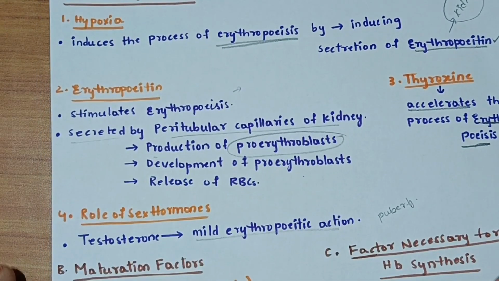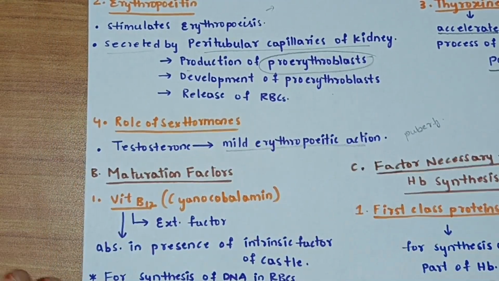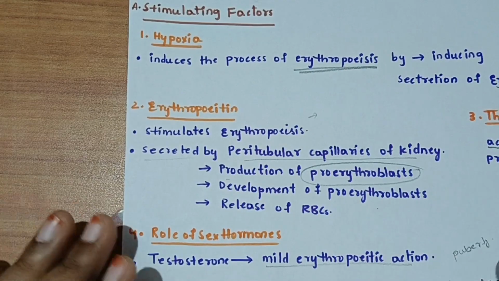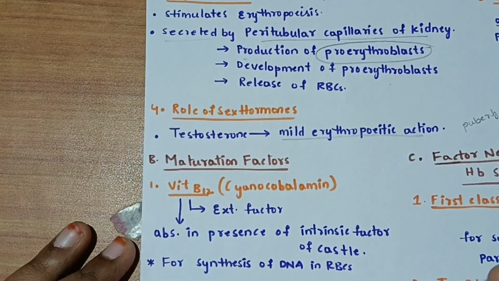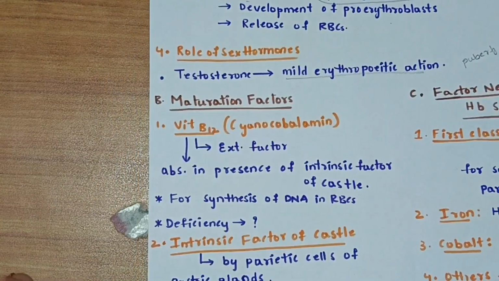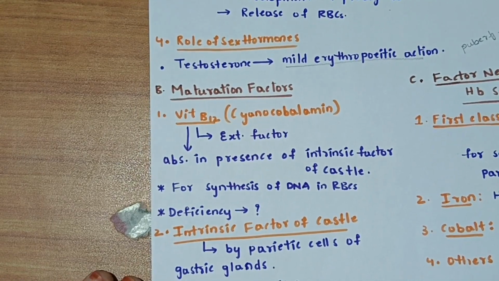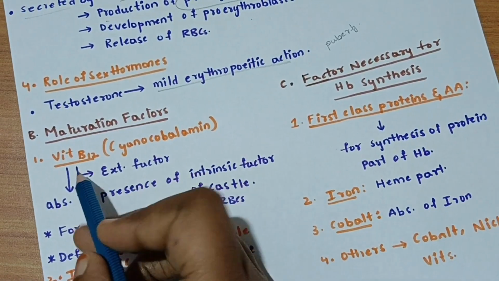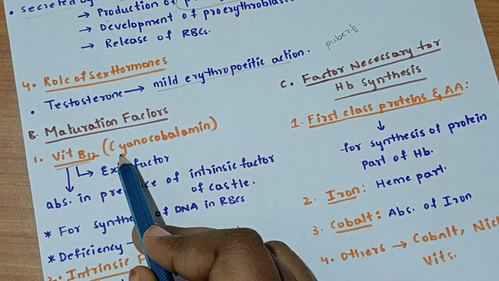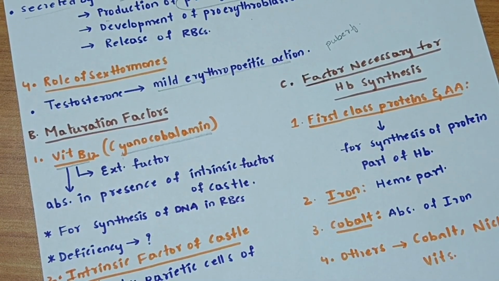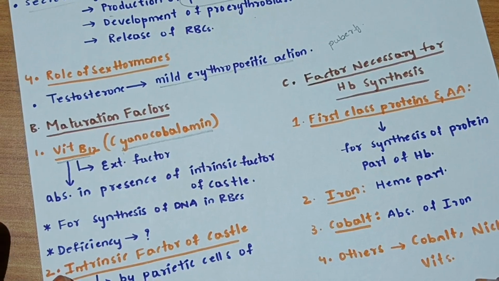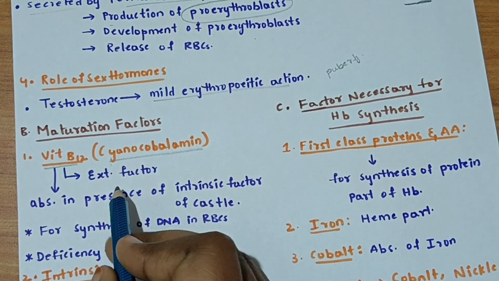Now what are the maturation factors? Here the RBC is formed. In order to mature, what are the maturation factors? The first one is vitamin B12. It is also known as cyanocobalamin. It is an extrinsic factor.